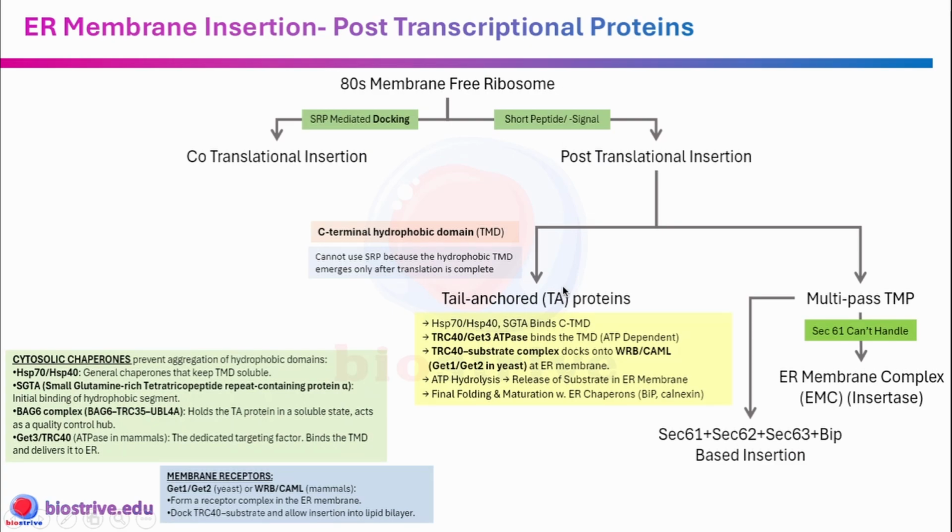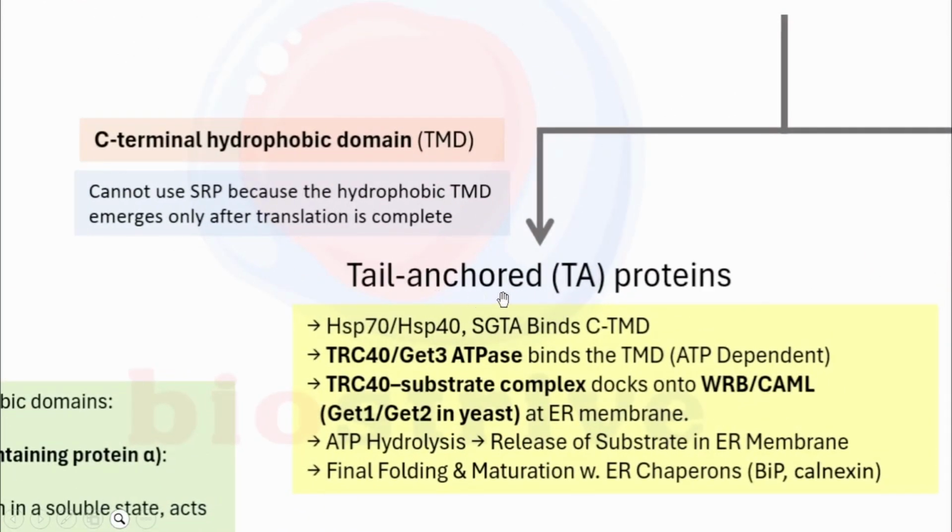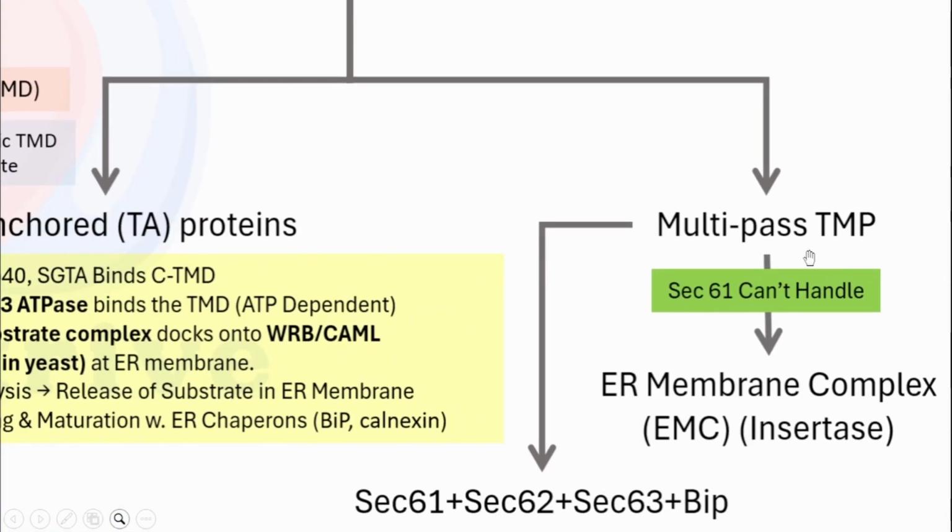Now we will talk about ER membrane insertion in the case of post-translational proteins. ER ribosomes, which are membrane-free ribosomes, can perform SRP-mediated docking and go into co-translational insertion, or they lack a strong signal, they lack a short peptide, and they will go for post-translational insertion. In post-translational insertion, we have tail-anchored proteins and we have multipass proteins.